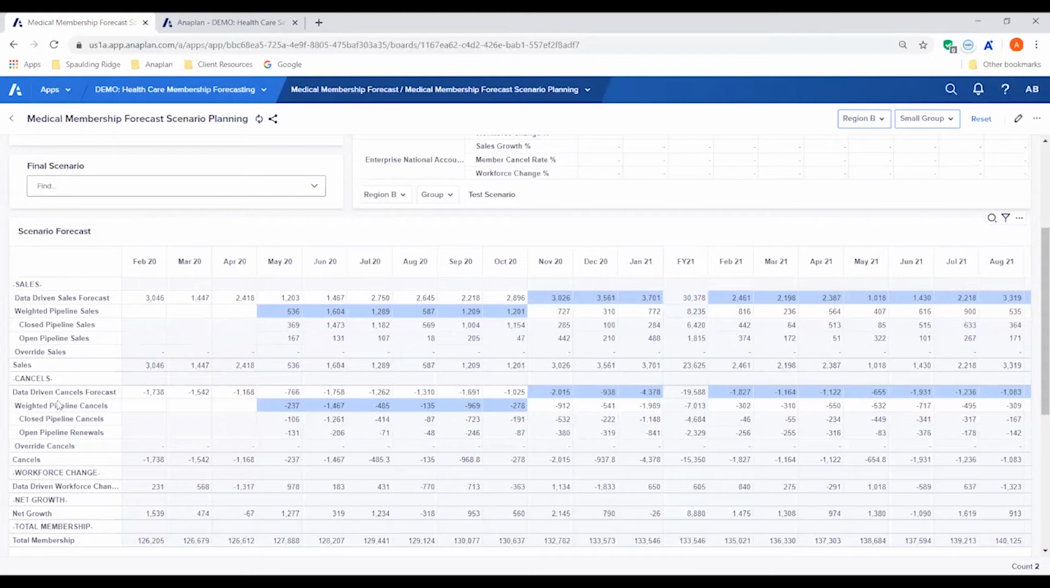Similarly, on the cancel side, we are tracking, as I mentioned, renewal opportunities. And so renewals that are known to be closed and were lost, those are going to come through here as closed cancels.